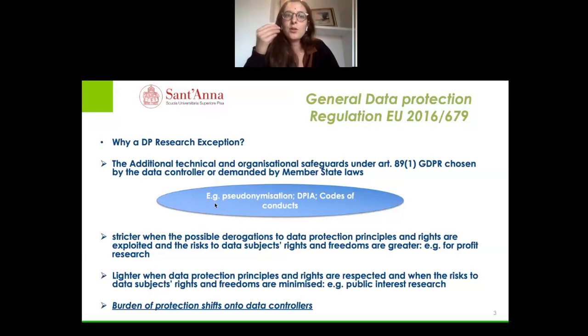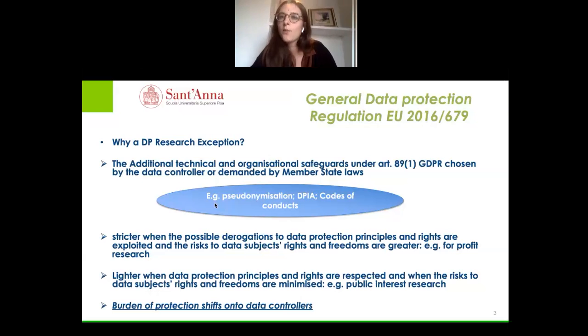Now, what is important to say with respect to this requirement of implementing additional technical and organizational safeguards is exactly that the burden of protection shifts to the data controllers. So it is absolutely up to the data controller to evaluate on a case-by-case basis which technical and organizational safeguards are needed in the particular processing situation in order to protect the data protection rights of the data subjects involved. And this individual, case-by-case assessment could require the data controller to implement stricter technical and organizational safeguards when the possible derogations to data protection principles and rights are fully exploited, and when, for example, the data protection impact assessment reveals the existence of a great risk to data subjects' rights and freedoms.